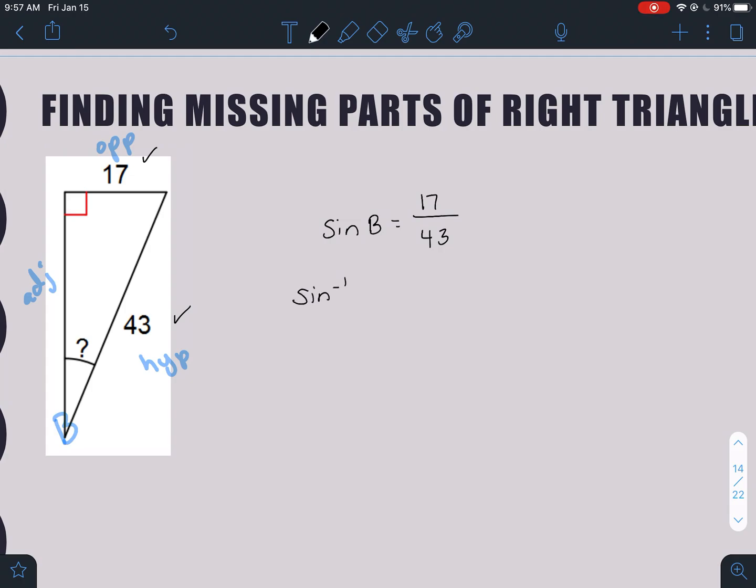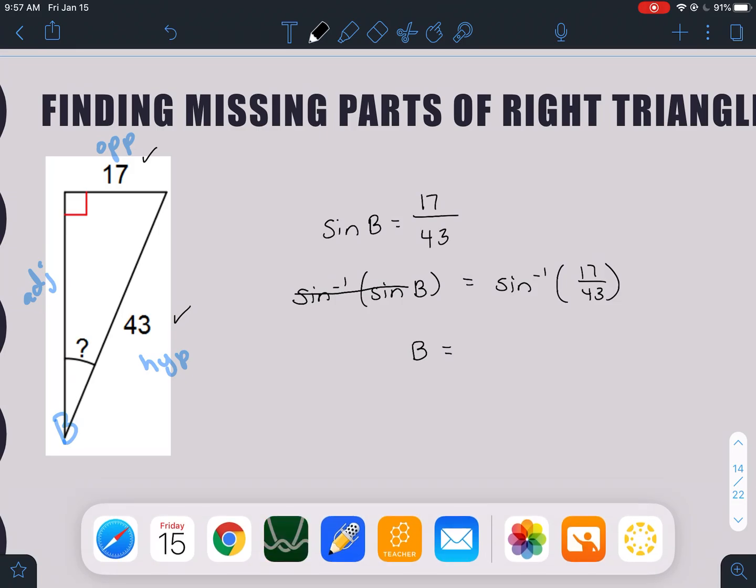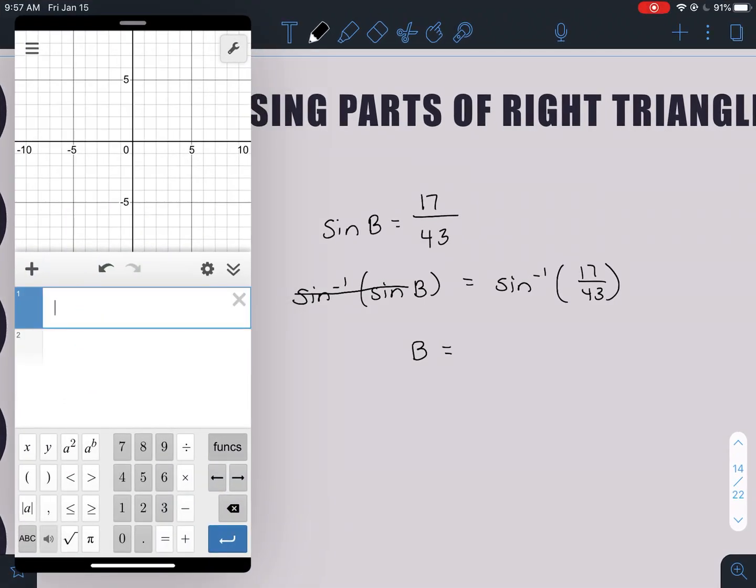So to find angle B, we're going to take the inverse sine of both sides. So we're going to take the inverse sine of sine B and the inverse sine of 17 over 43. Inverse sine and sine will cancel, so then I'll just have angle B.